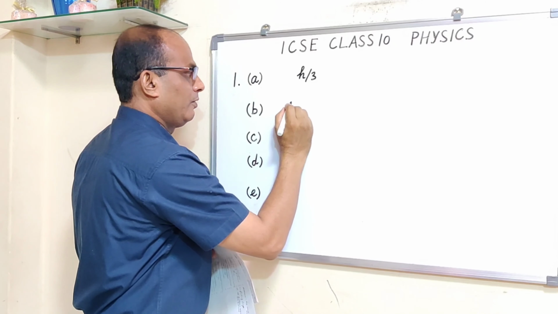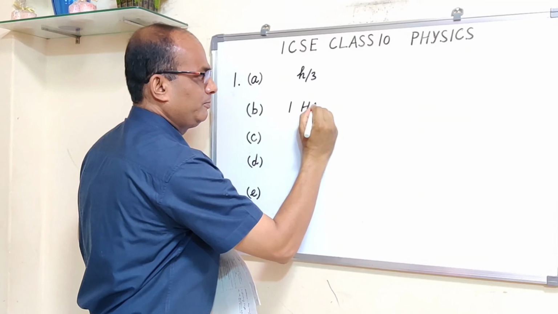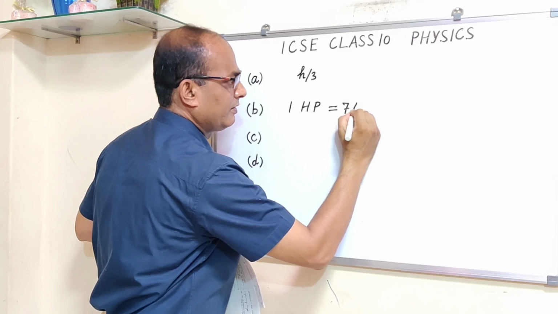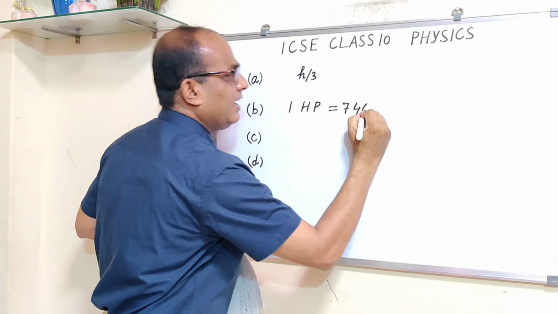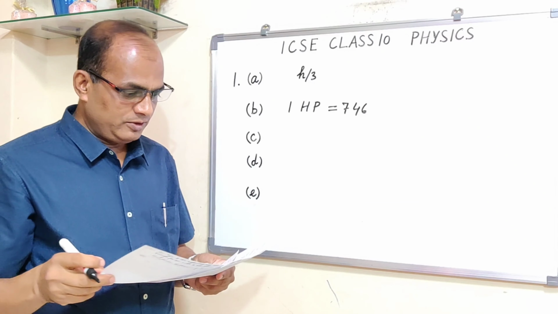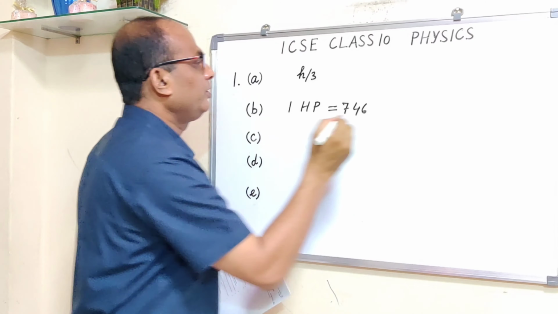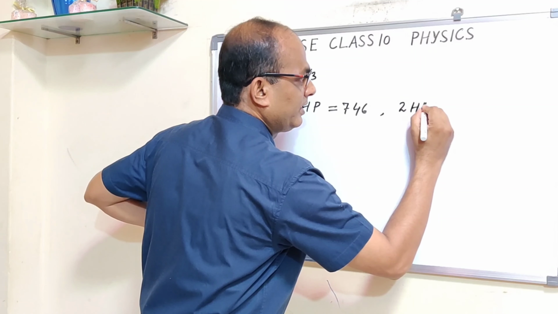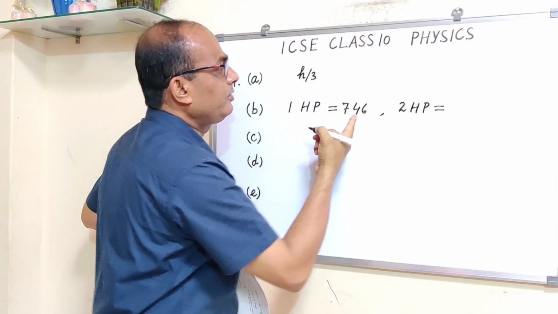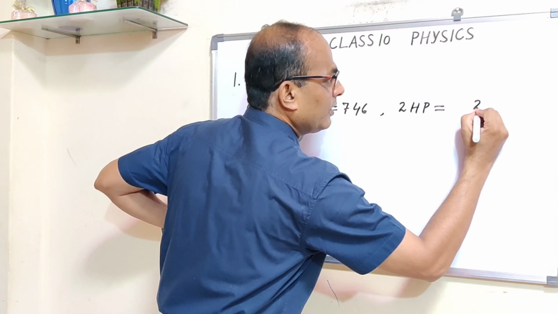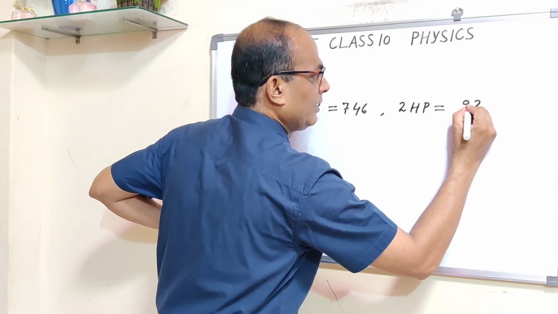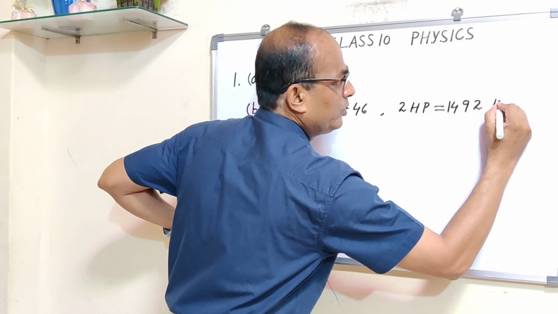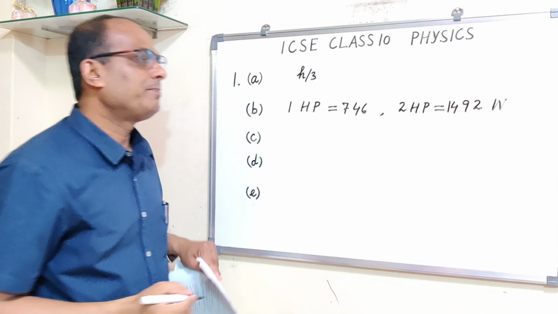1 HP is equal to 746, and you have to write down the value of 2 HP. So 2 HP is how much then? 2 HP is equal to multiply by 2. And this W should be capital in physics.